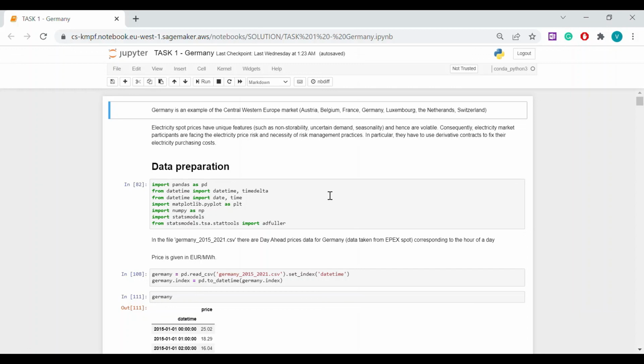So this was a very simple but very representative case. And finally, we have performed the Monte Carlo simulation, and we have calculated the value at risk for the specified particular portfolio.